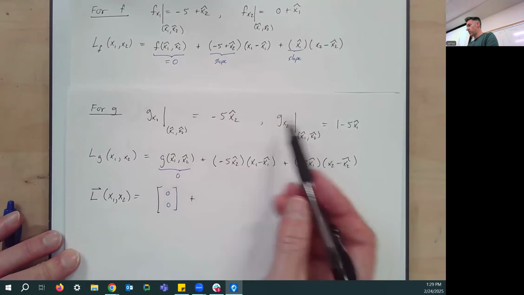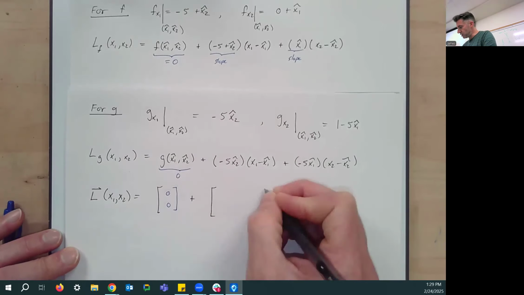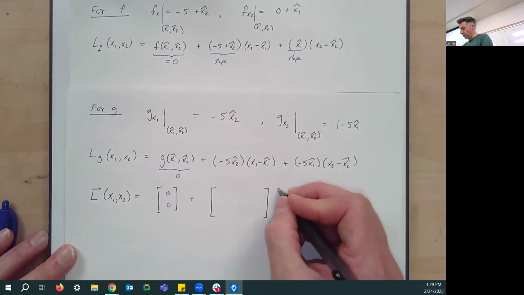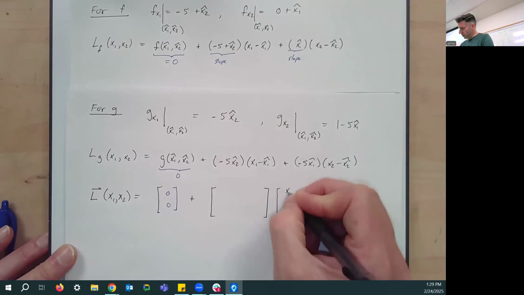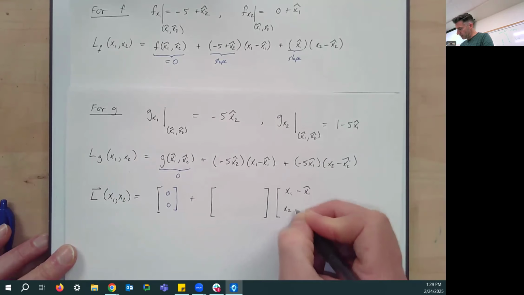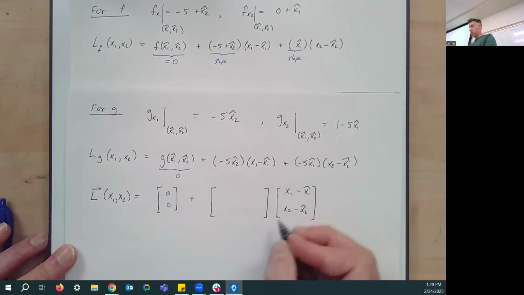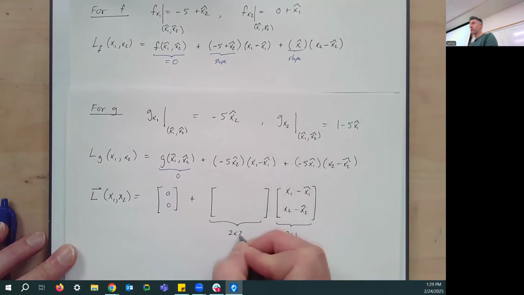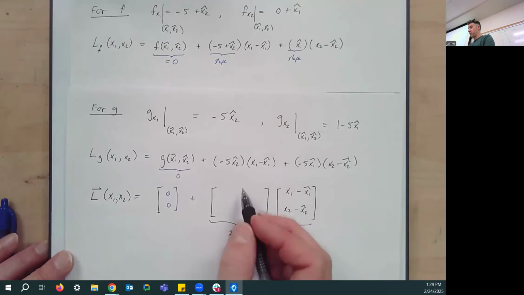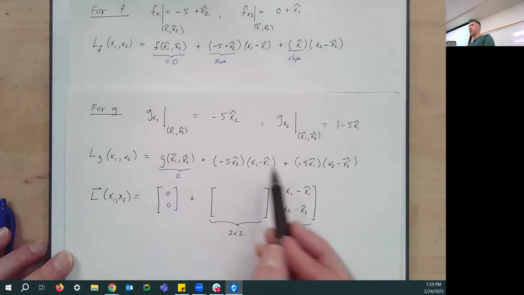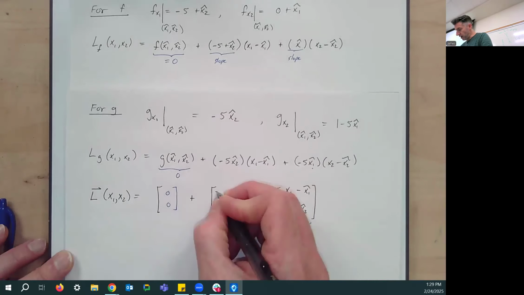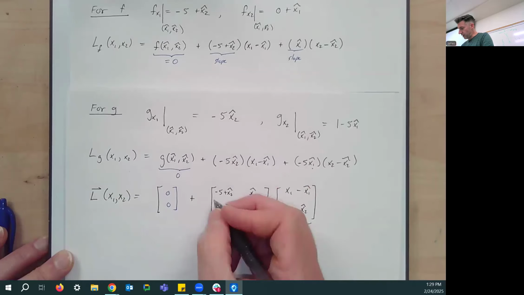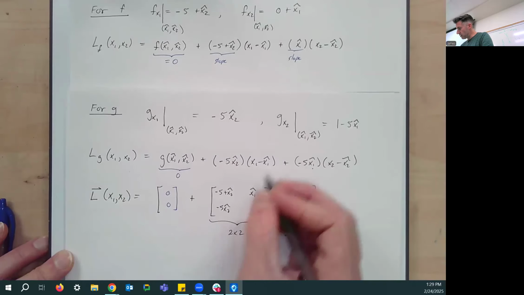okay, here's where the magic happens. This 2 by 2 matrix, which we'll fill in a second, multiplied by the vector x1 minus x1 hat, x2 minus x2 hat. That's a 2 by 1 vector. This is going to be a 2 by 2 matrix. The 2 by 2 matrix is literally just all those coefficients. It's going to be negative 5 plus x2 hat, x1 hat, and then negative 5 x2 hat, negative 5 x1 hat.